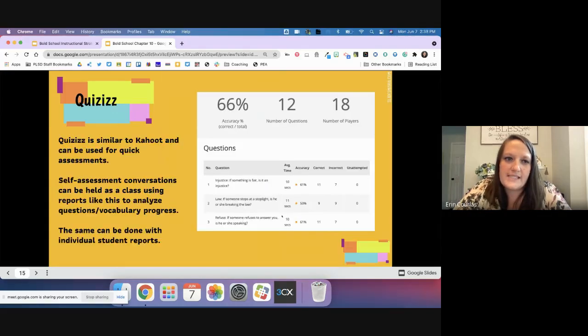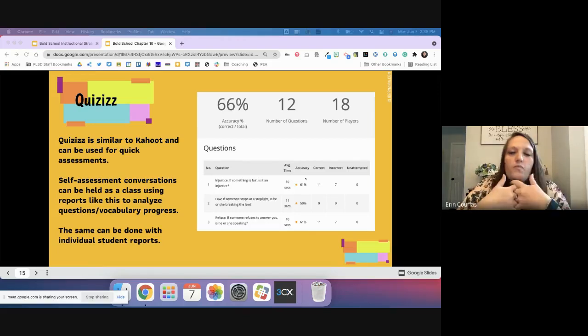And then Quizizz is similar to Kahoot. I was using Quizizz the first half of the year because it was more friendly for virtual learning initially, although Kahoot did catch up in a lot of ways. But you can show the kids, and this was the big one, the report as a class and really analyze and have discussion about strengths and weaknesses and make that self-assessment connection.